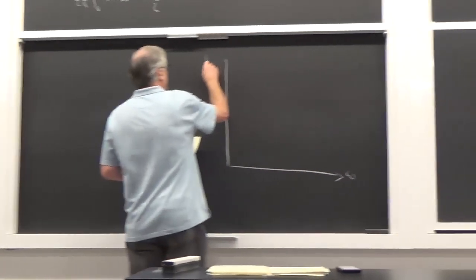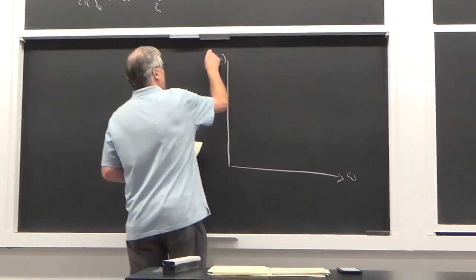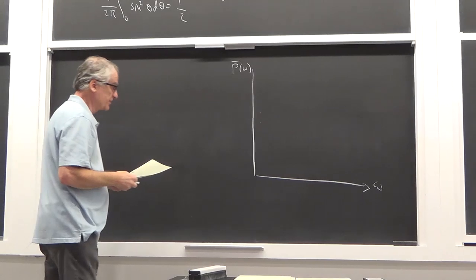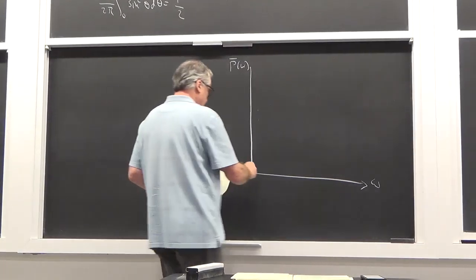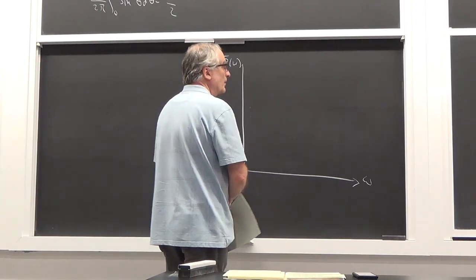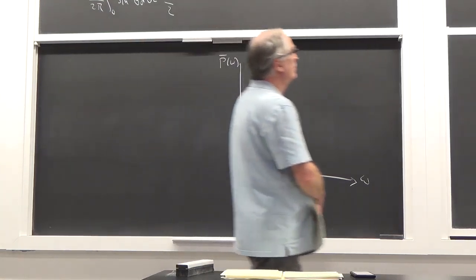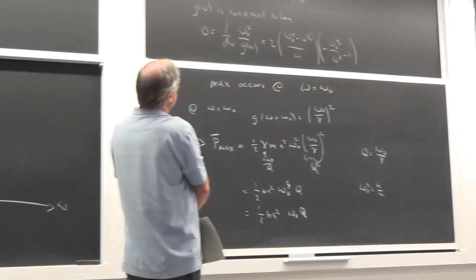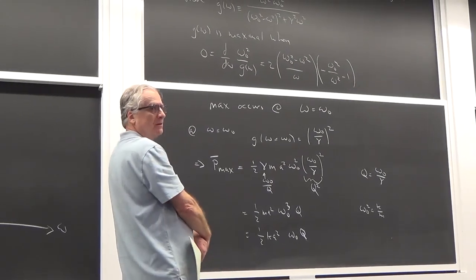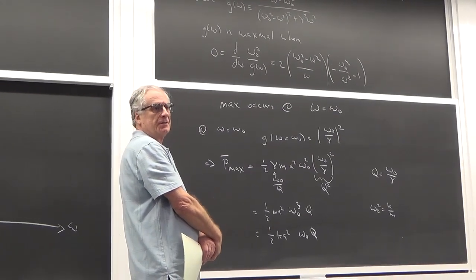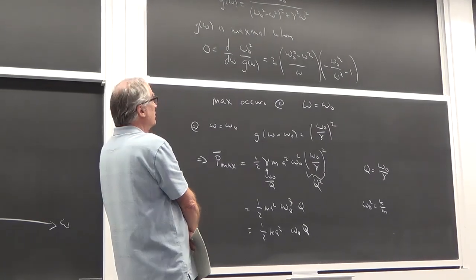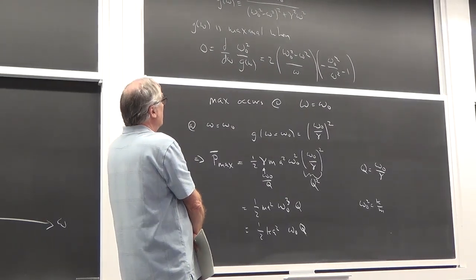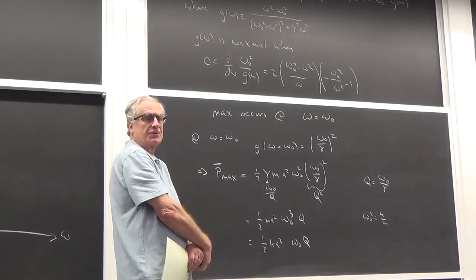So my time average power dissipation as a function of frequency, G of omega, goes to 0 at omega equals 0. So if the driving frequency goes to 0, I should approach 0. And as omega goes to infinity, it should also go to 0.